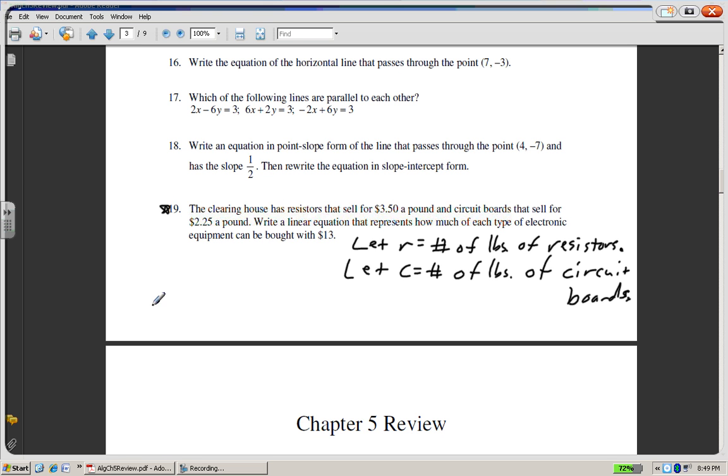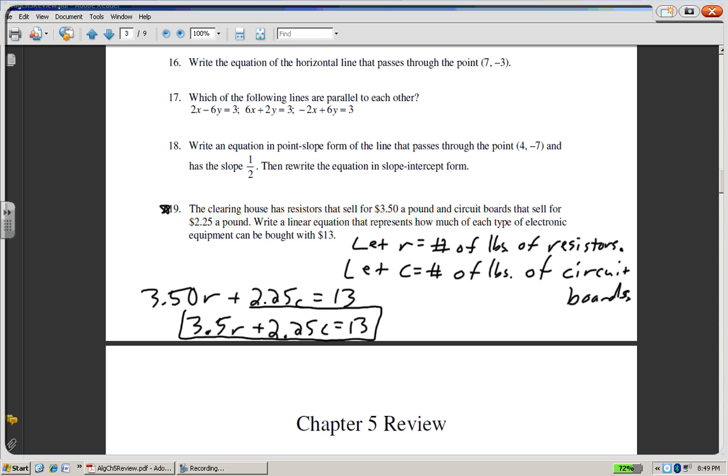Resistors, $3.50 a pound, so $3.50 for the resistor, plus $2.25 a pound for the circuit boards. All total, that is $13. And that's basically it. Now we could take this off. And that gives me my linear model. In this case, the linear model is a standard form equation.